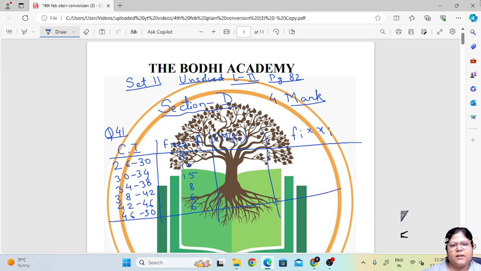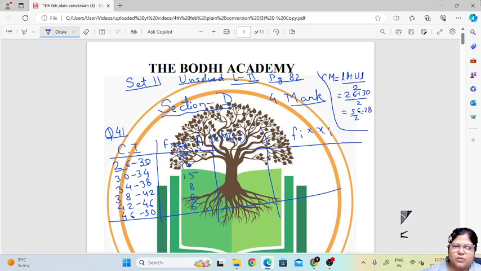Then you have the class mark. Now what is class mark? Class mark is lower limit plus upper limit, divided by 2. Let's say the lower limit is 26 for the first one and the upper limit is 30. Now what is 26 plus 30? 26 plus 30 is 56. Now 56 divided by 2 is 28. So you will write here 28.